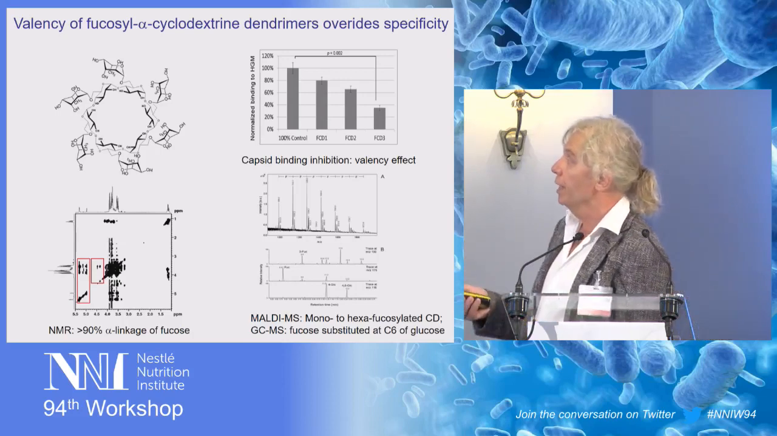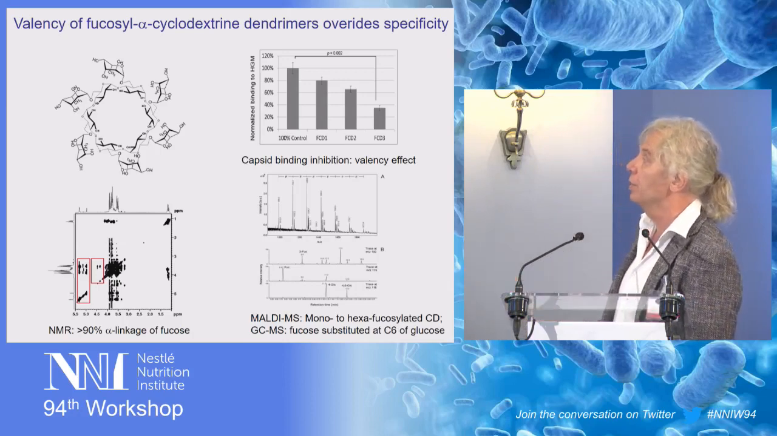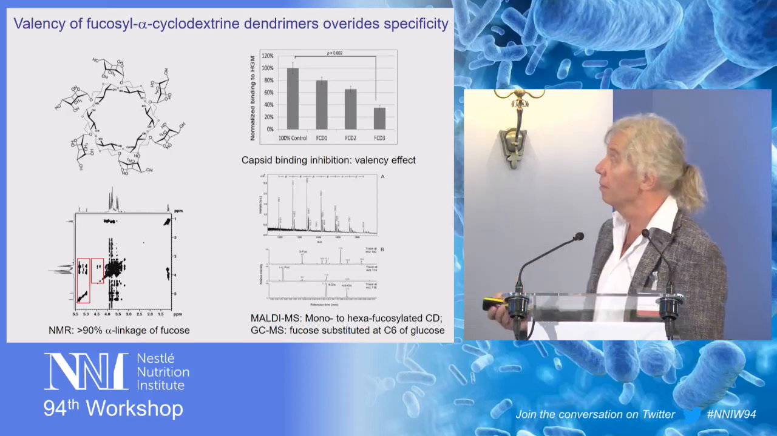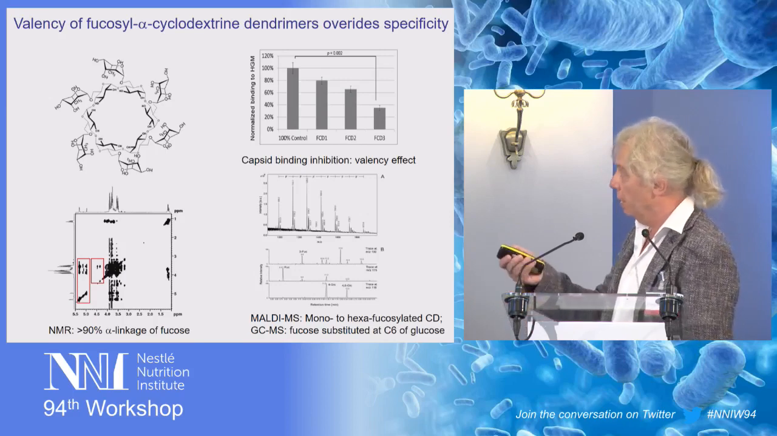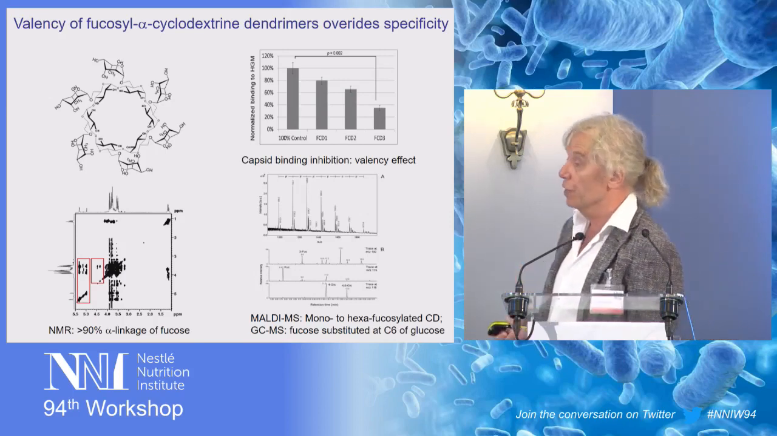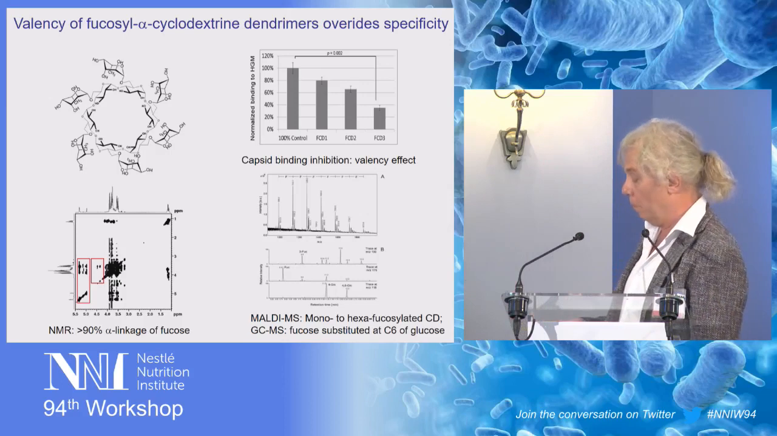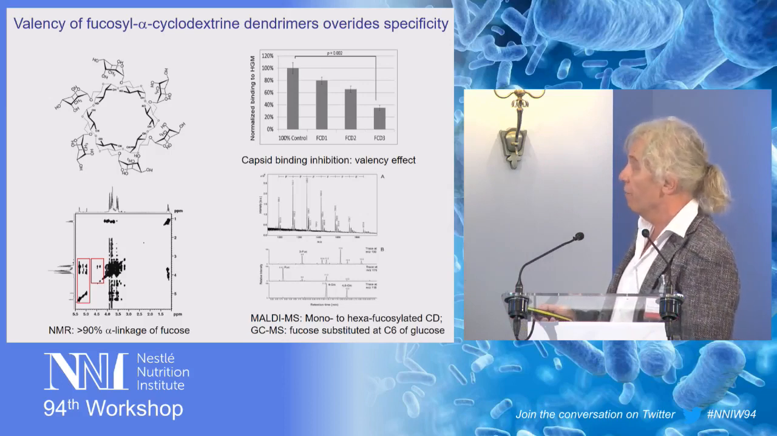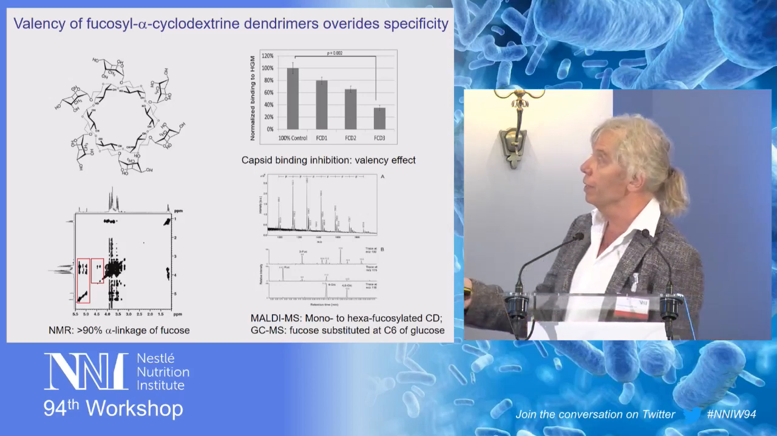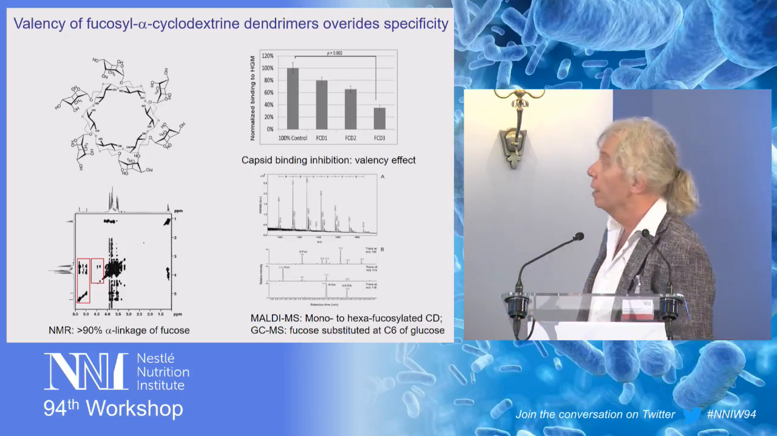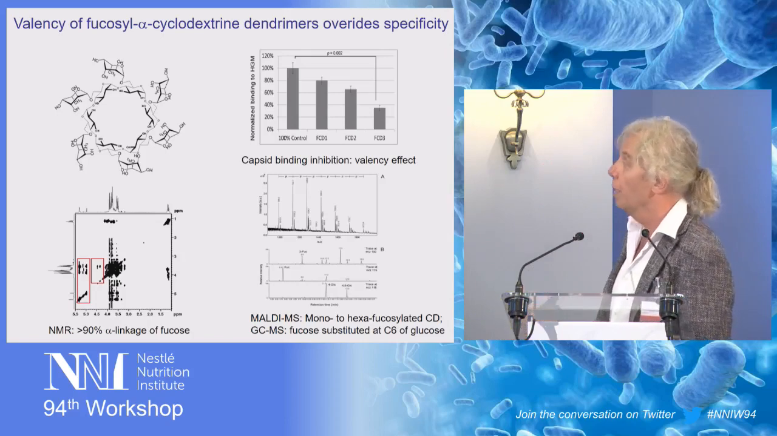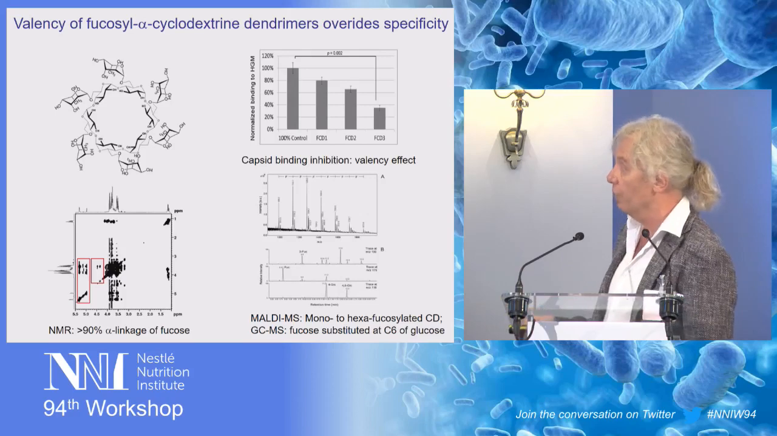So we could isolate at the end mono- to hexa-substituted derivatives and could test these as binding inhibitors, and we could see that with the increased degree of substitution, there was a tremendous increase in efficiency of blocking. So obviously the valency is the most important point, and you will agree with me that these structures shown here have nothing to do with the blood group structures in milk or on an epithelium. So it's just the fucose which is important, and this fucose should be presented in a multivalent fashion.